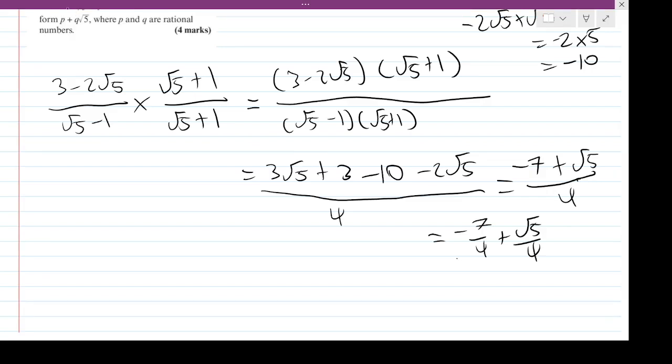Well, let's split this up. So if I have minus 7 over 4, and then let's get rid of the root 5. Well, not rid of it, but let's pull it away from the fraction. How we can do that is just say 1 over 4 times by root 5.